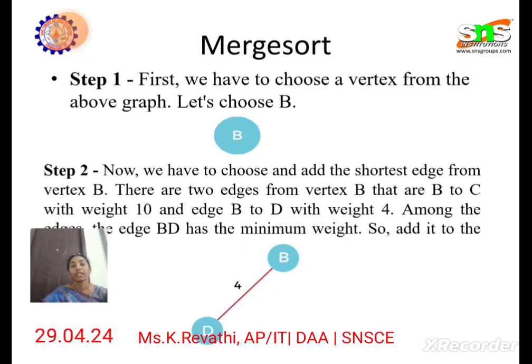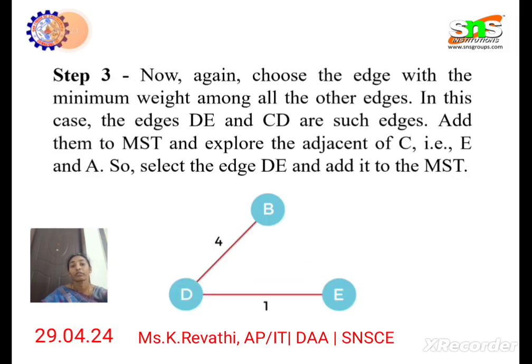First step, we have to choose a vertex from the above graph. Let's choose the vertex B. Now we choose and add the shortest edge from the vertex B. There are two edges from vertex B: B to C with weight 10 and B to D with weight 4. Among these two edges, B to D has the minimum weight, so we add it into the graph. That means B to D is 4.